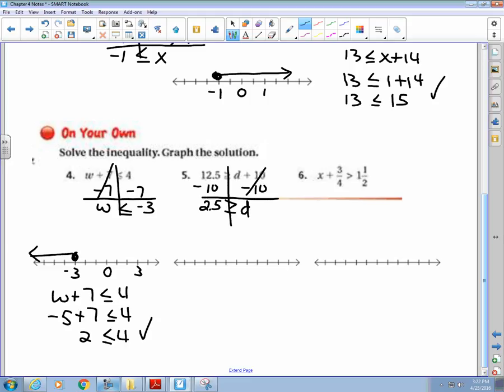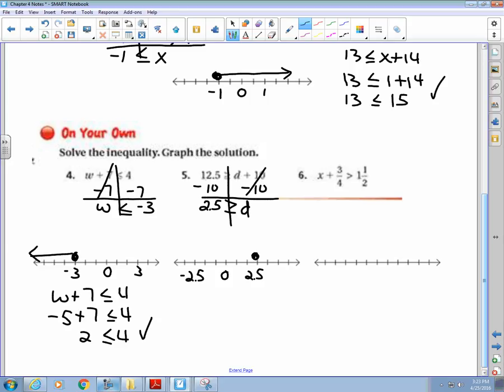2.5 is my starting point, so I'm going to mark a 0, and I'm going to put a 2.5 over here. On the other side, I could have a negative 2.5 if I want, but I don't really need it. As long as you have the 0 and the starting point, I think that's good enough. So it says D is less than or equal to 2.5.